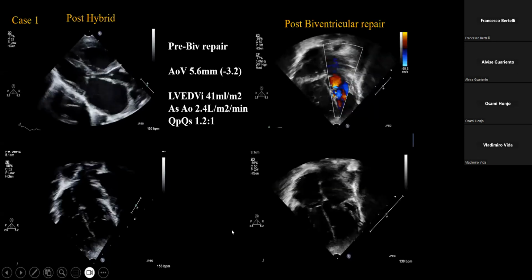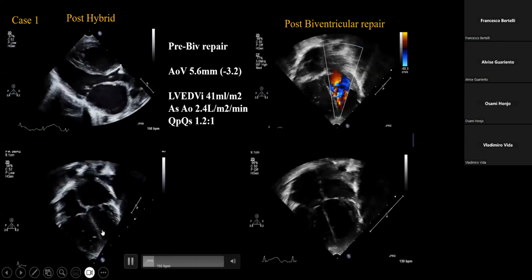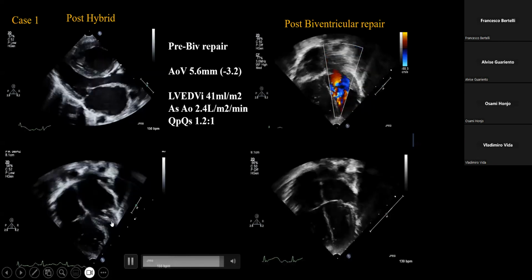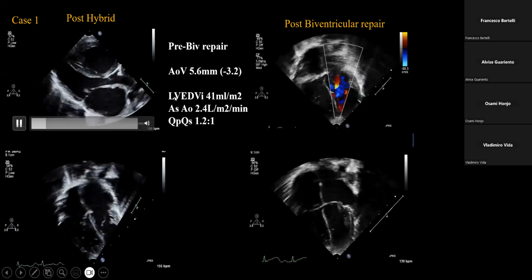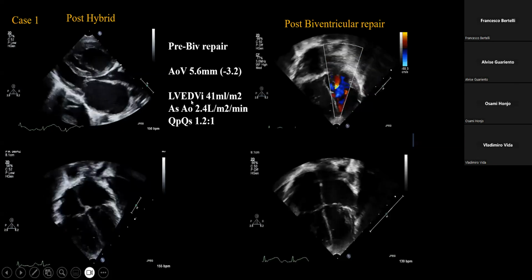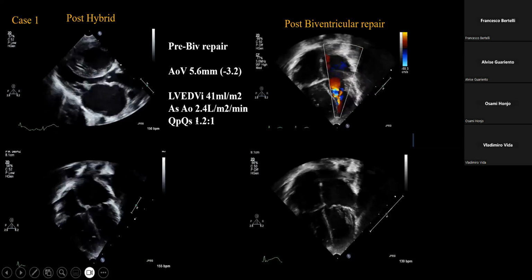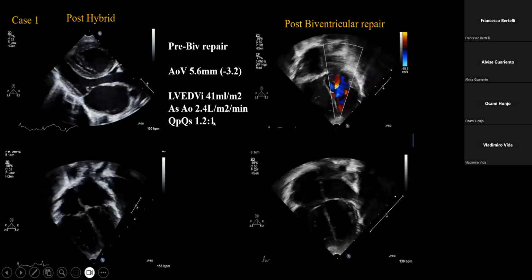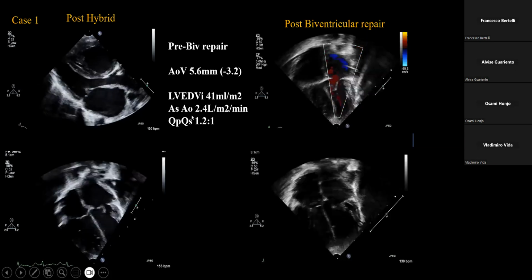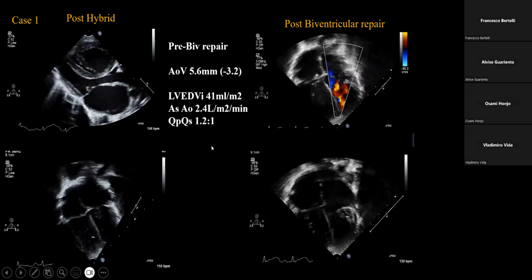A couple months later, so this is post-hybrid, prior to biventricular repair, the left ventricle is expanding. This is a follow-up MRI: the index increased to 41, and the ascending aortic flow had a dramatic increase from 1.5 to 2.4 index, and then a very favorable QP:QS.